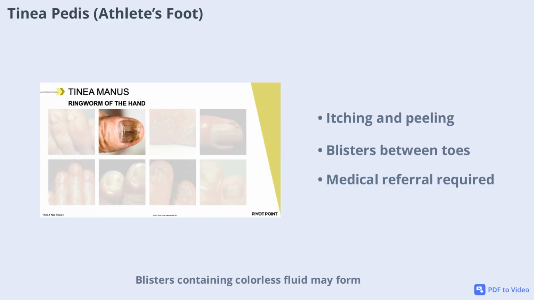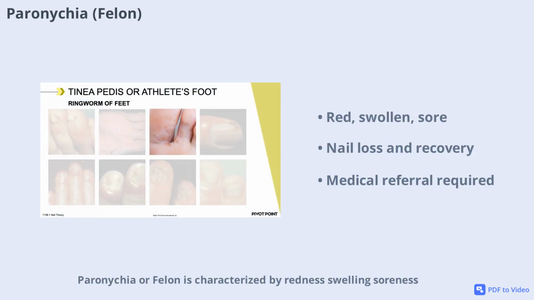Tinea pedis, commonly known as athlete's foot, causes itching and peeling of the skin on the feet. Blisters containing colorless fluid may form in groups or singly between the toes, leaving sore or itchy skin. This condition must be diagnosed and treated by a physician, and no nail service should be performed until the infection is resolved. Paronychia, or felon, is characterized by redness, swelling, soreness, and warmth to the touch. The nail may be lost and healing can take up to 4 weeks. The nail may grow out deformed but can recover its shape over time. This condition must be diagnosed and treated by a physician, and no nail service should be performed during the healing process.